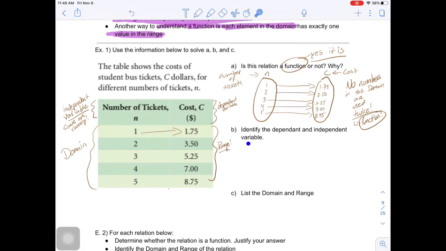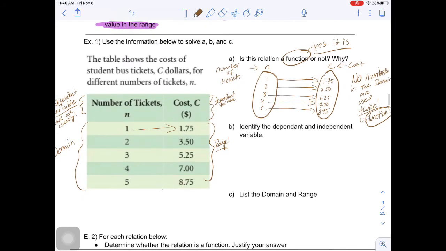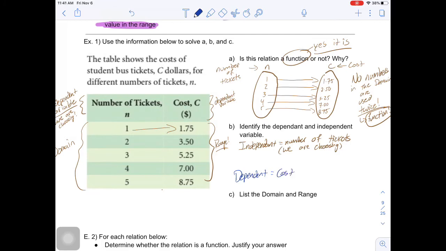Okay, identify the dependent and independent variables. Well, we kind of already talked about that. My independent variable is n, number of tickets. And remember, why is that? Because we are choosing it. Okay, and then our dependent would be our cost, because that's responding to amount of tickets.